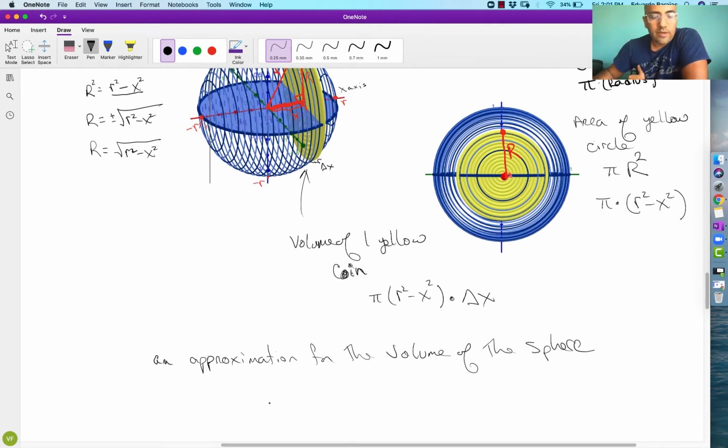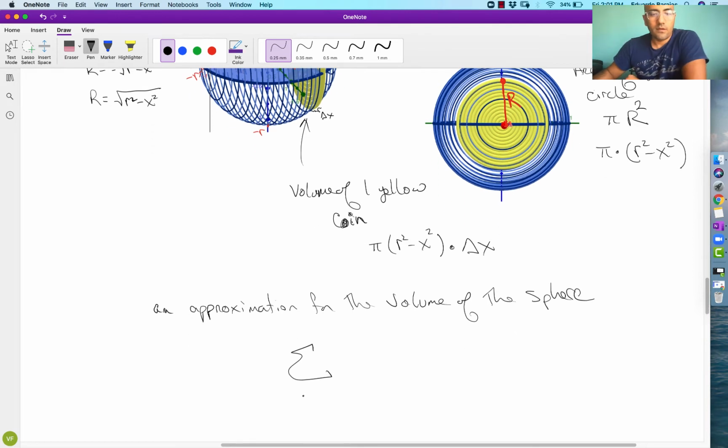So it's going to be approximately equal to the sum as i goes from 1 to n of n of these coins, where we'll have pi times (r squared minus x sub i star squared) times delta x. Now, what is this x sub i star squared about?